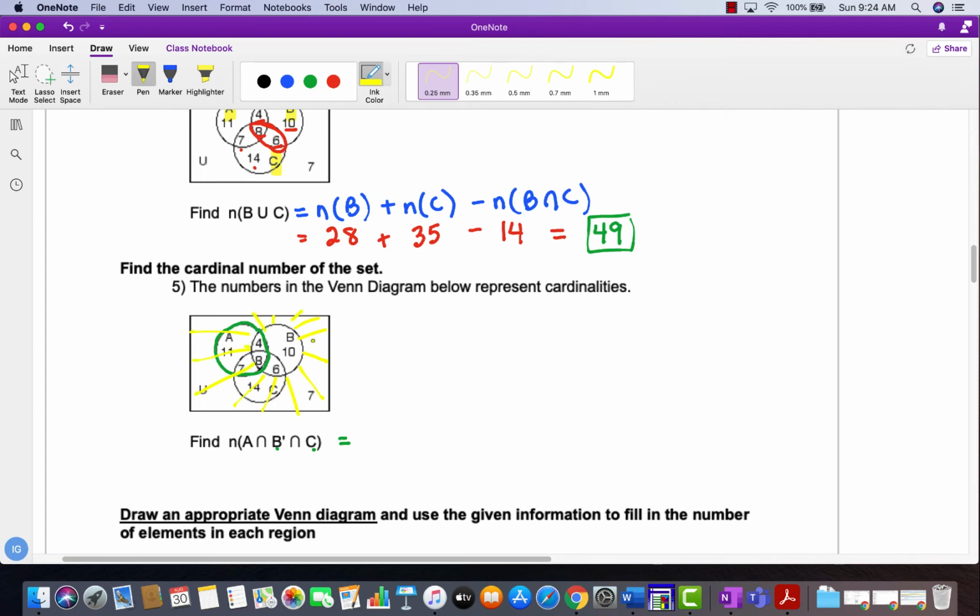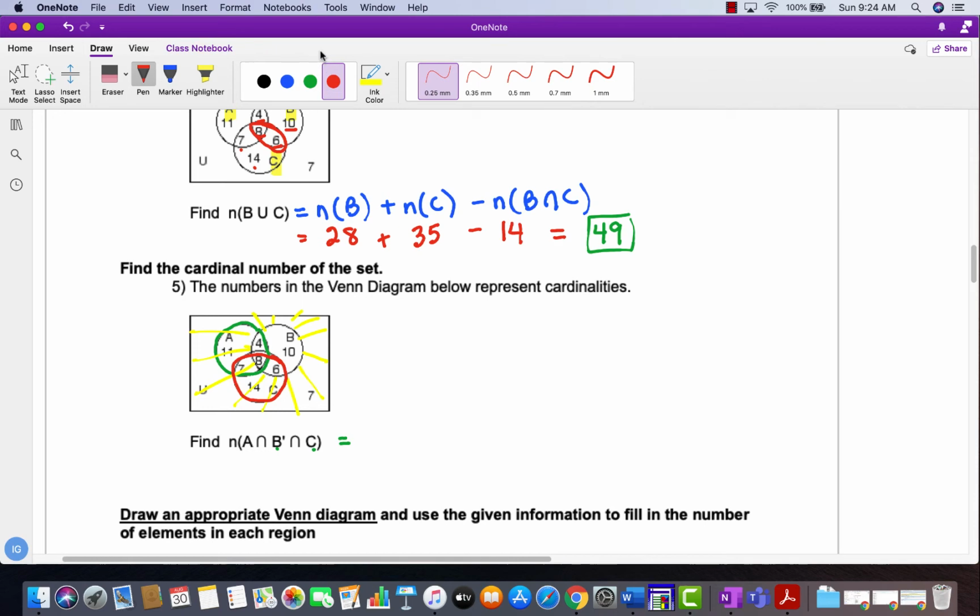Everything outside of B. That will be this. This is B prime, the complement of B. Everything outside of B. And C, everything inside C. So that will be this one. So basically, what is the overlapping here between the three of them?